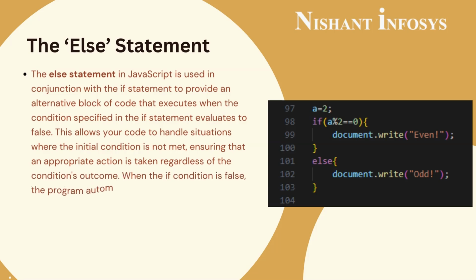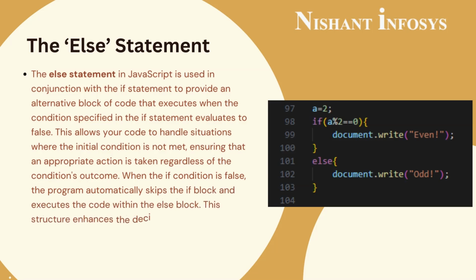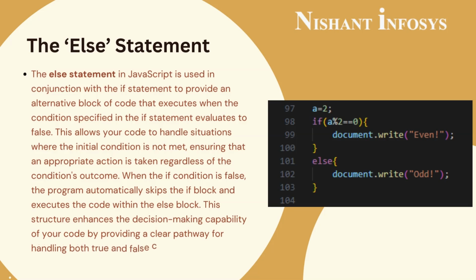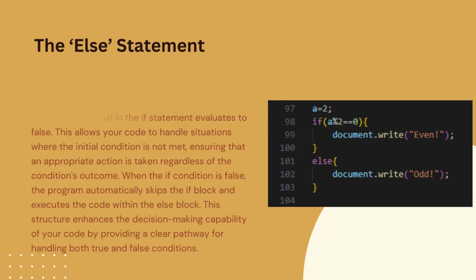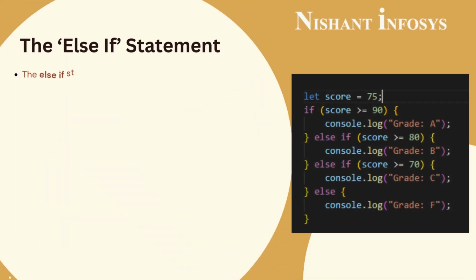When the if condition is false, the program automatically skips the if block and executes the code within the else block. This structure enhances the decision-making capability of your code by providing a clear pathway for handling both true and false conditions. The code snippet shows how the else statement can be used in tandem with the if statement in JavaScript.